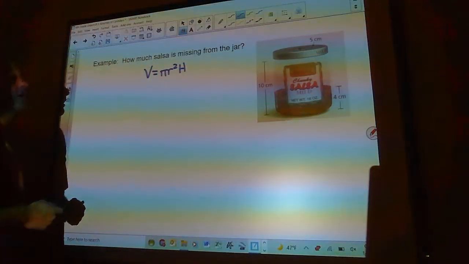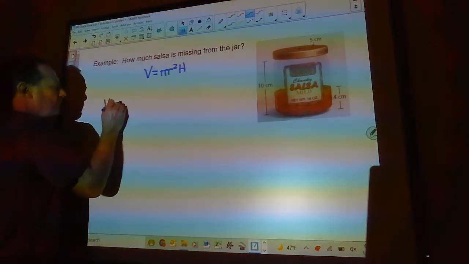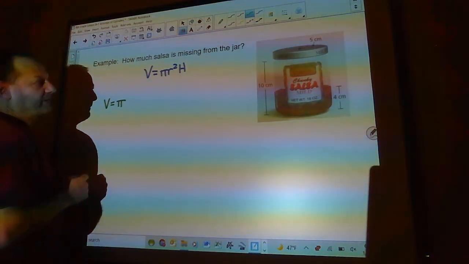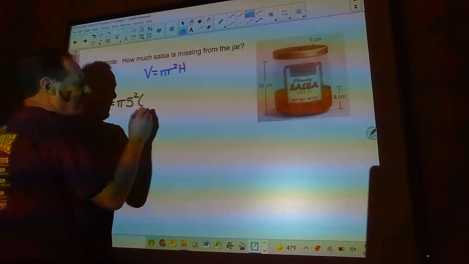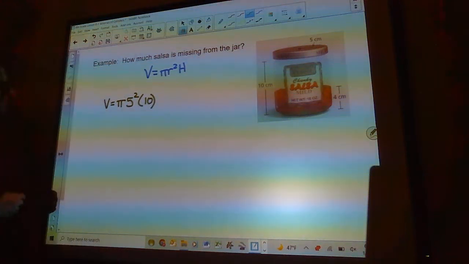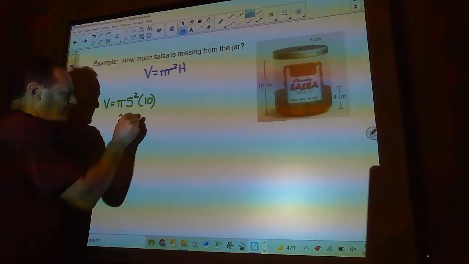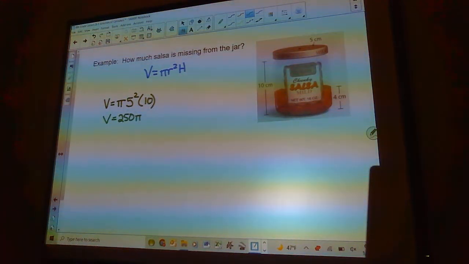Okay, the full jar, let's do this in green. So the full jar would be pi times the radius, which is 5 centimeters squared, times the height of the jar, which is 10 centimeters. So this is 25 times 10, which is 250 pi. I'm just going to leave it like that for right now because it'll save me a little bit of work.